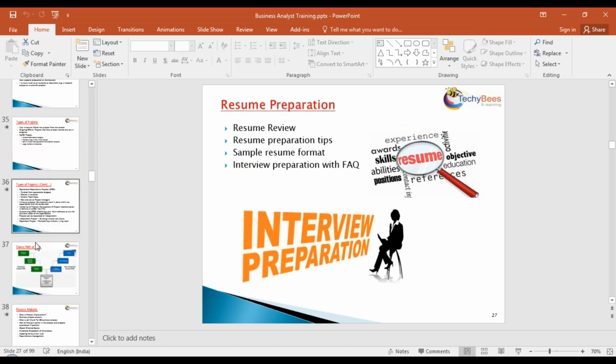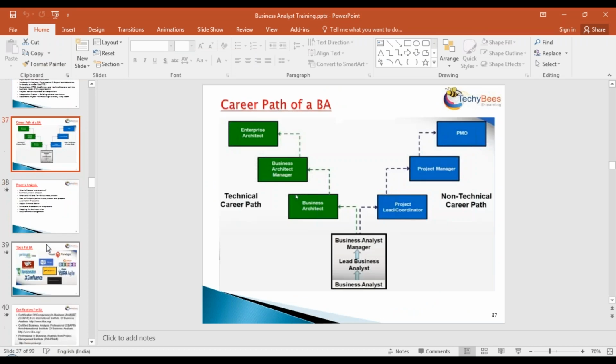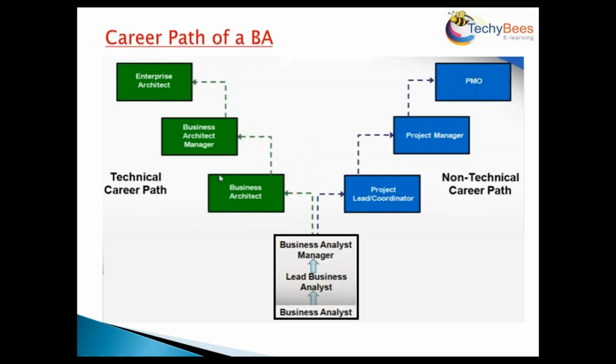One more slide that I wanted to share with you all is this one. So what can you do as a business analyst? BA, lead BA, BA manager. After that, your career path divides into two. BA, 2 to 3 years of experience. Lead business analyst, 5 to 6 years. Business analyst manager, 8 to 12 years.